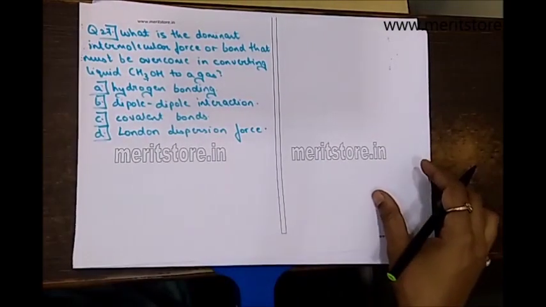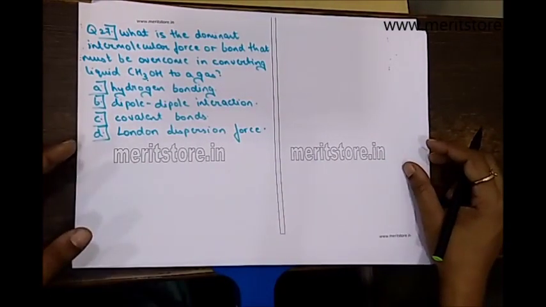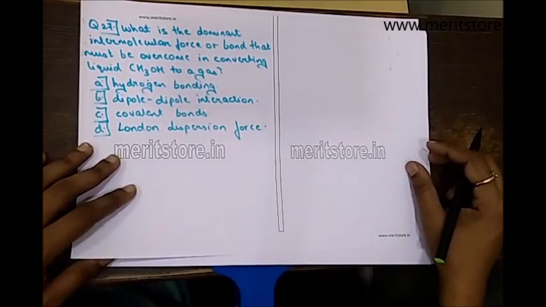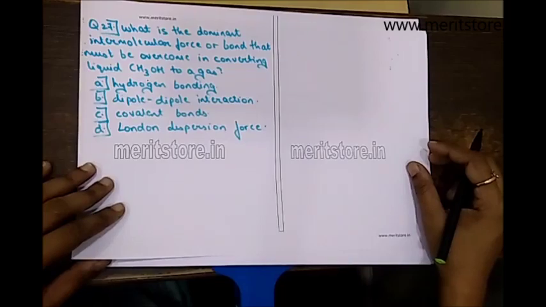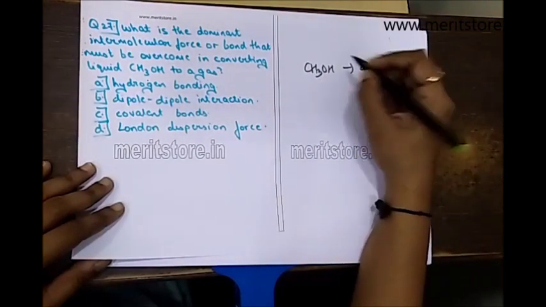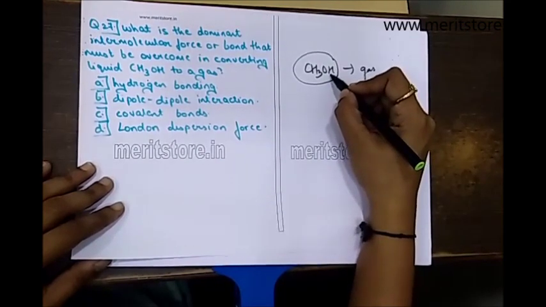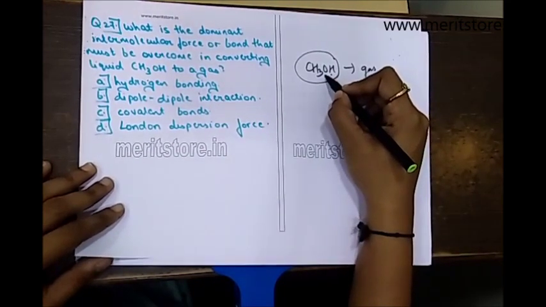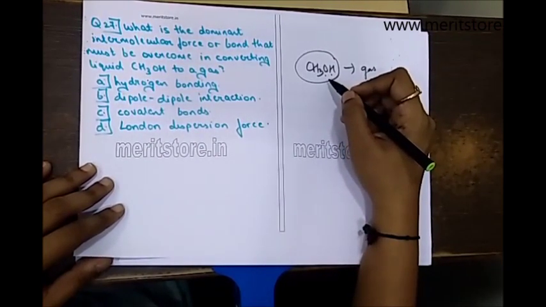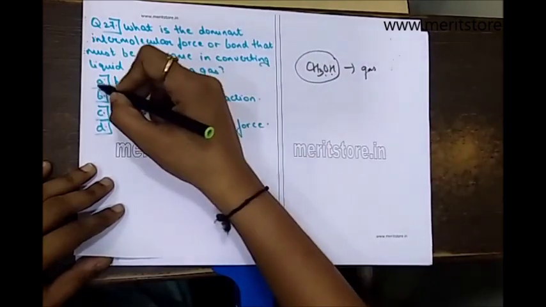Question number 27: what is the dominant intermolecular force or bond that must be overcome in converting liquid methanol to a gas? When I'm talking about methanol, in which hydrogen is attached to oxygen, that creates a larger electronegativity difference. Therefore, between two methanol molecules, the intermolecular force is hydrogen bonding.